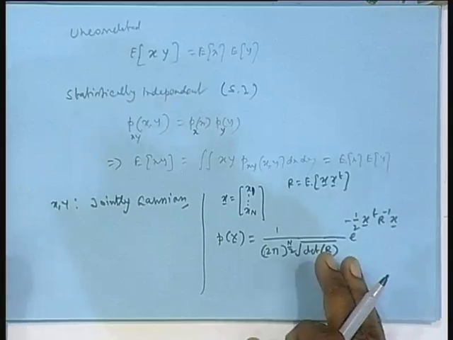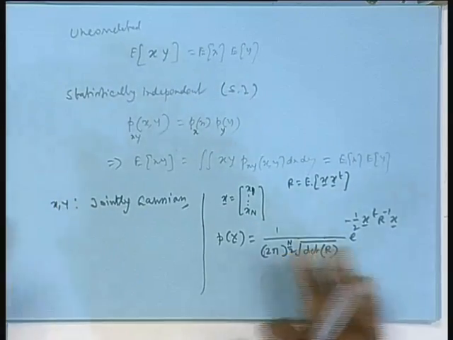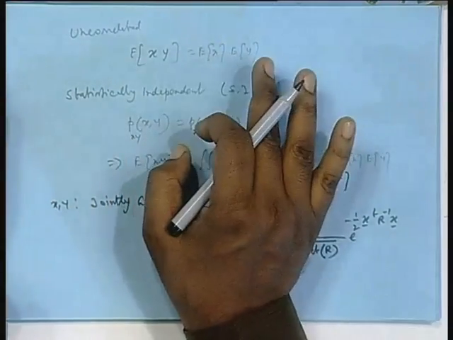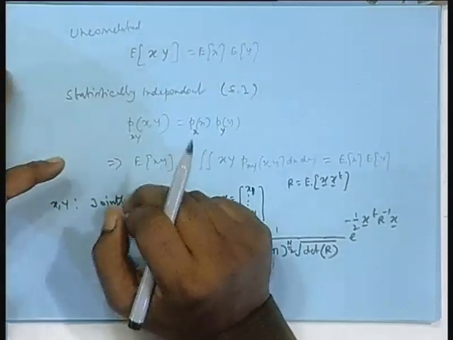If they are jointly Gaussian, then uncorrelated means independent and vice versa. Independence always implies uncorrelated, but not the other way, except for the Gaussian case.